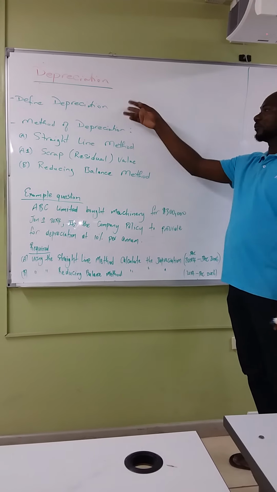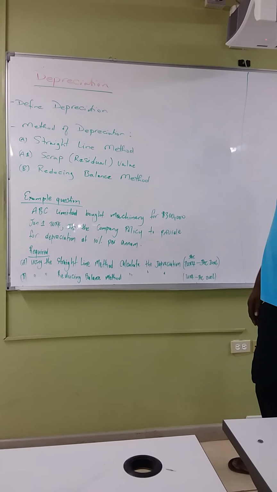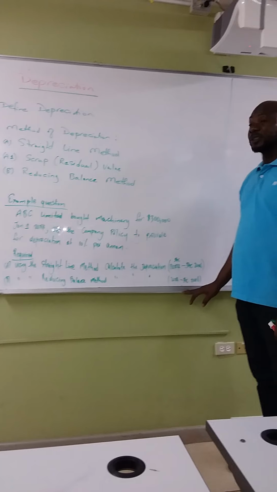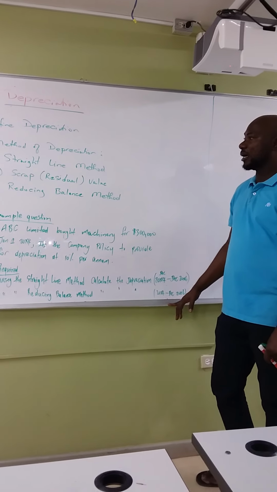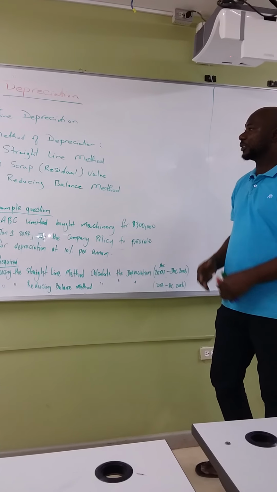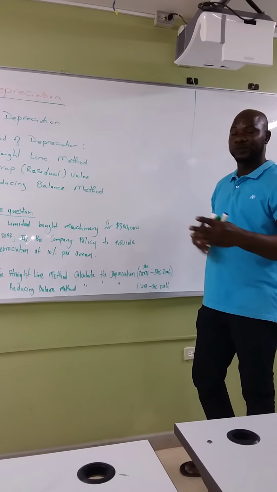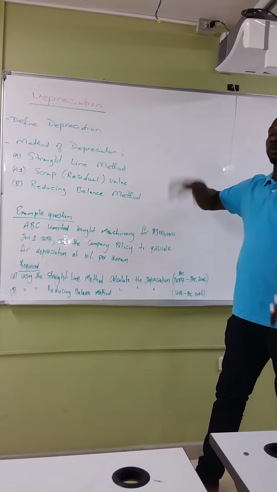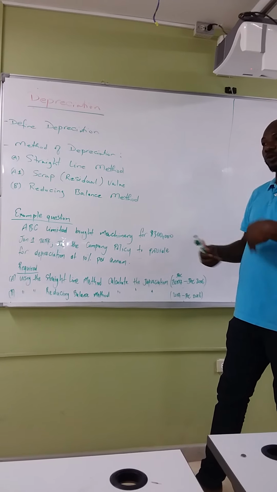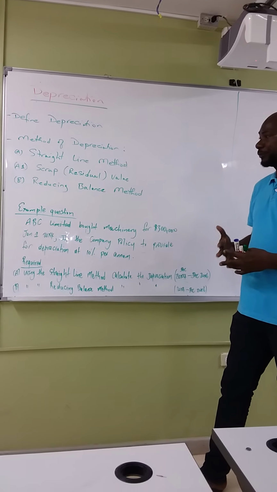Now first, let us define depreciation. What is depreciation? Depreciation by definition represents the reduction in the value of an asset over its useful life. Depreciation is pretty much caused because of what? Wear and tear. So you're using the asset, so of course the asset will reduce in value. It's not new anymore.